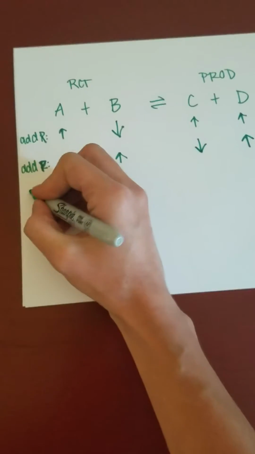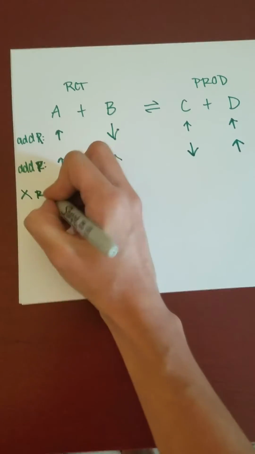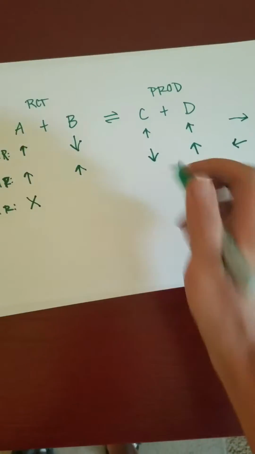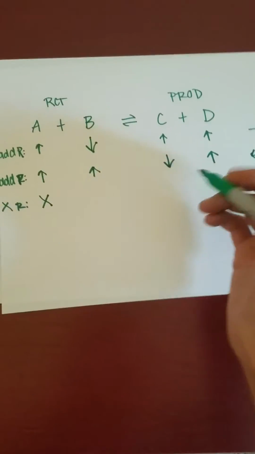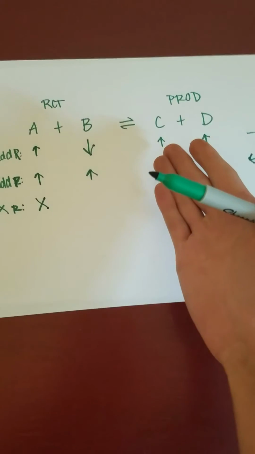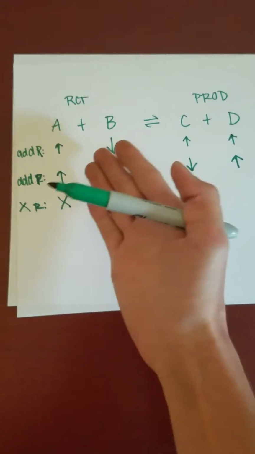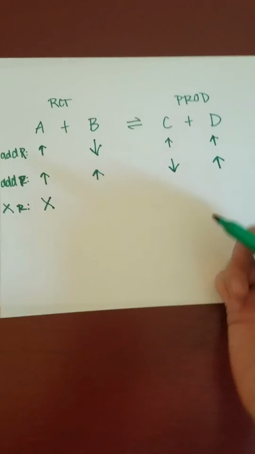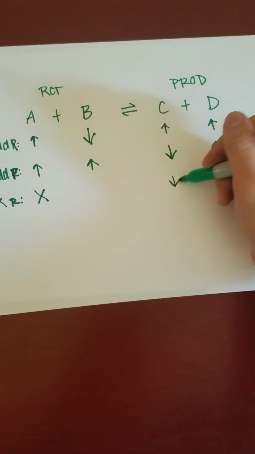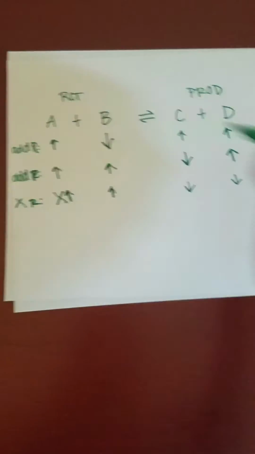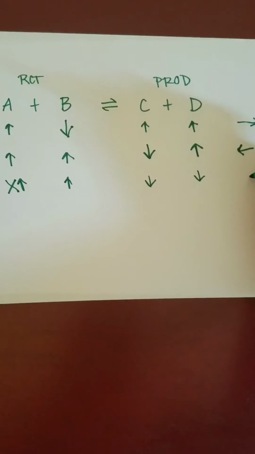Now what happens if we eliminate a reactant? So I'm going to take A completely out of the equation. What happens? So now D and C are going to compensate to increase the amount of reactants to balance the equilibrium again. So C and D are going to go down, and A and B are going to go up. And that means we shifted to the left.